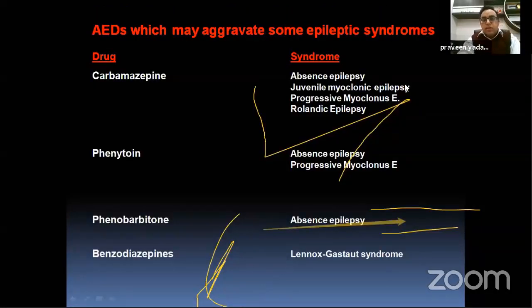Now why is it important to know the epilepsy syndrome? Because certain drugs may worsen the epilepsy syndrome. For example, in the myoclonic group of epilepsies like JME, PME, and absence epilepsy, carbamazepine may actually worsen the myoclonus. Similarly, in absence epilepsy and PME, phenytoin sodium, the sodium channel blocker, can again worsen the epilepsy. Similarly, benzodiazepine can worsen the Lennox-Gastaut syndrome, and phenobarbital can worsen the absence epilepsy. So if you can have a fair idea of the epilepsy syndrome, you can avoid these medications which can paradoxically worsen the seizure.